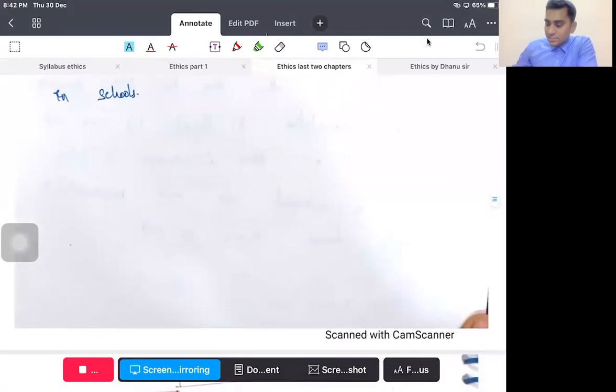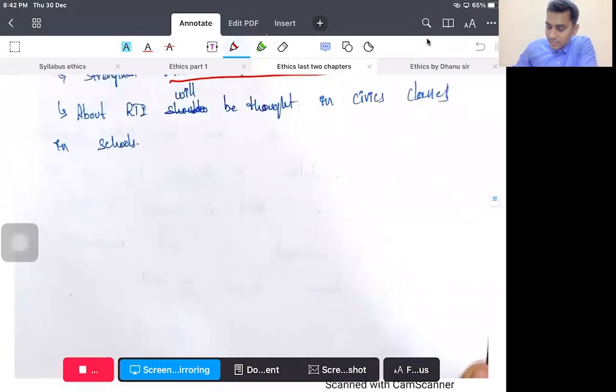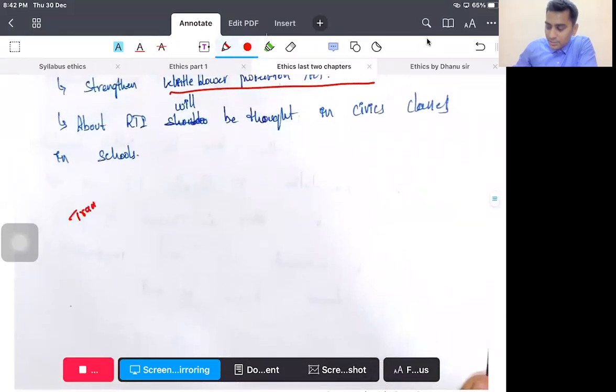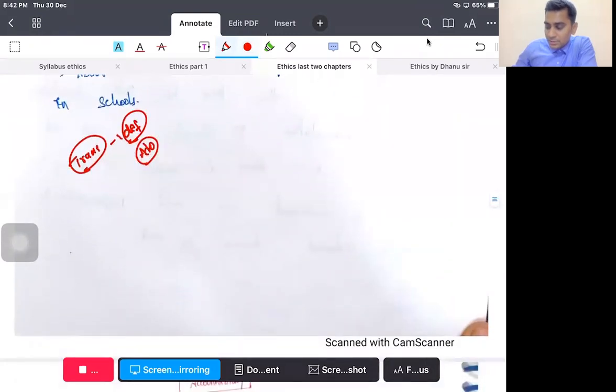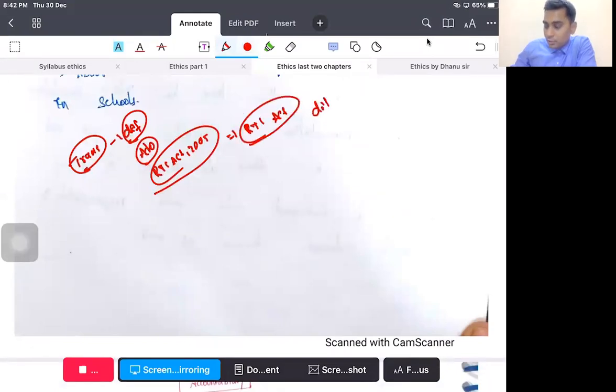So what I was discussing is RTI, transparency. For that transparency, I have discussed what is the definition of transparency, what are the advantages of transparency. Next is about the RTI Act 2005. Look at the recent changes, how they have diluted the RTI Act. Recently, they have diluted the Act provisions. Go and see that.